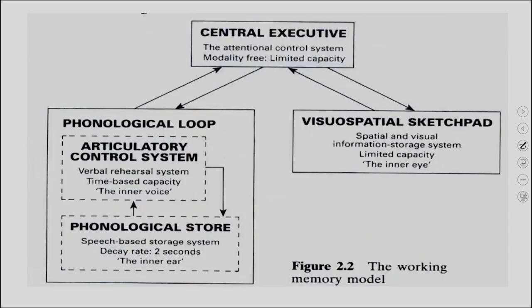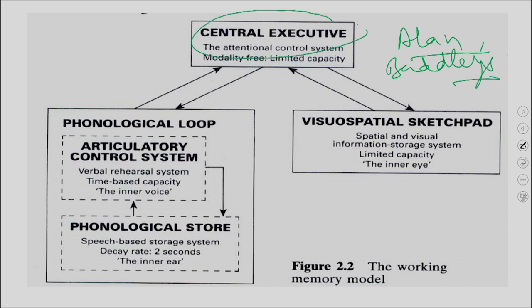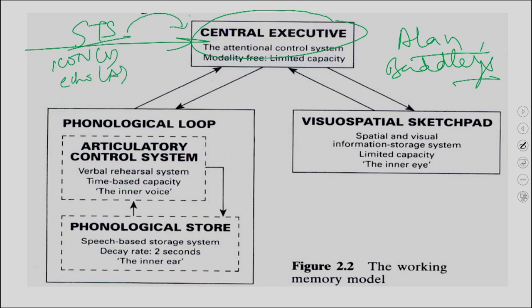So basically then, this is Alan Baddeley's idea of working memory. And so how does it work? There is a central executive which gathers information from the short term store. My short term store has both icon for visual and echo for auditory information. And this information, these raw inputs, is fed onto something called the central executive.